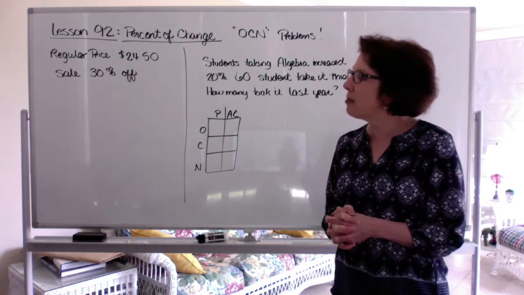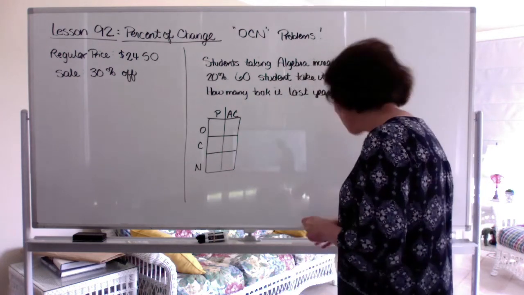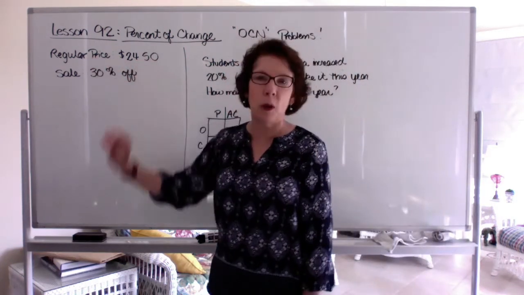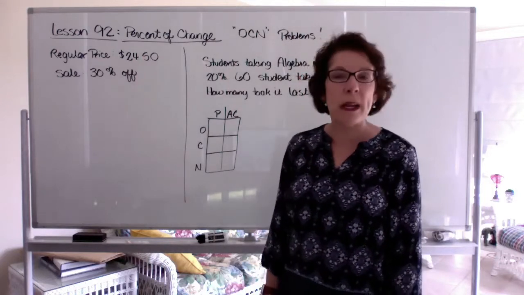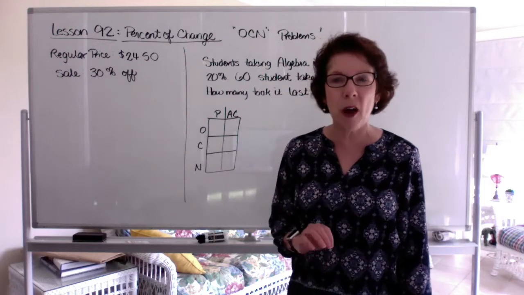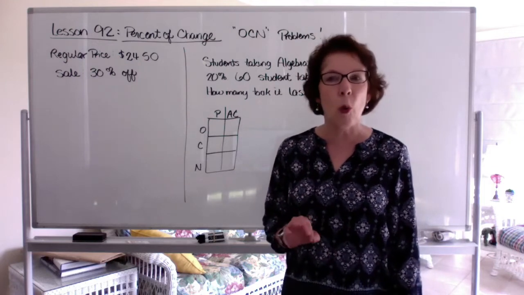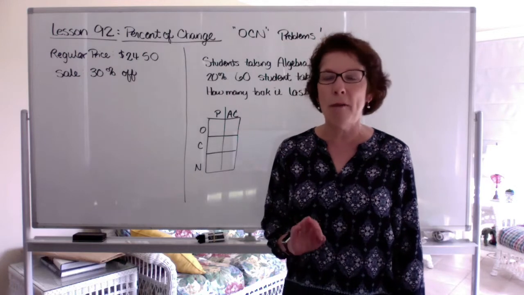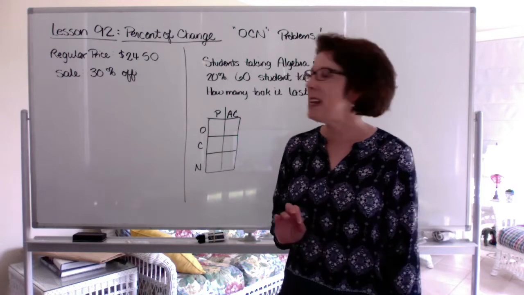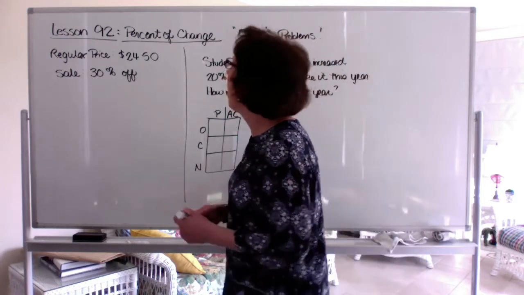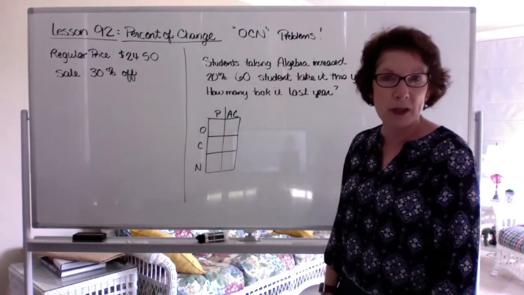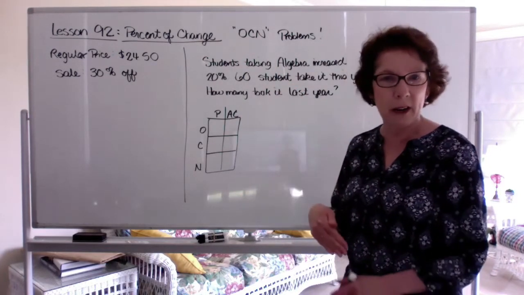Let's talk about just a sale, okay? Now, if we have a sale, let's look over here. Let's say we are buying something at a regular price of $24.50. But then we notice that there's a tag that said it's on sale for 30% off. So I want to find out what is the new price of this item after the sale discount. So what we're going to learn how to do today is to create a ratio box, which I call the OCN ratio box. So I'm going to call this an OCN problem because it's an increase or decrease in percent.